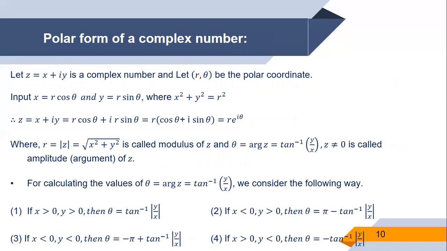Now the next topic: the polar form of a complex number. So what is the polar form? How to convert any Cartesian form into the polar form? Let z equal x plus iy be a complex number, and let r and theta be the polar coordinates. We find the polar form of the complex number.